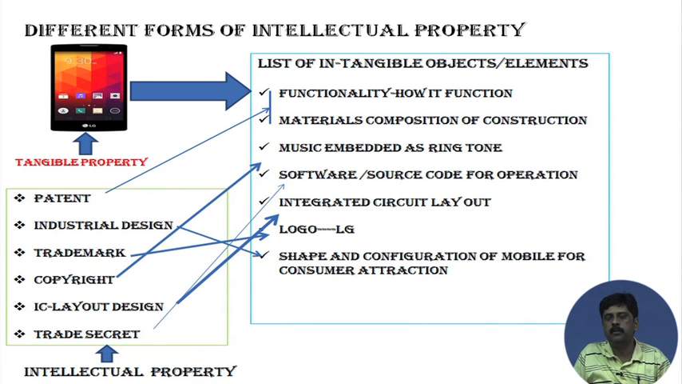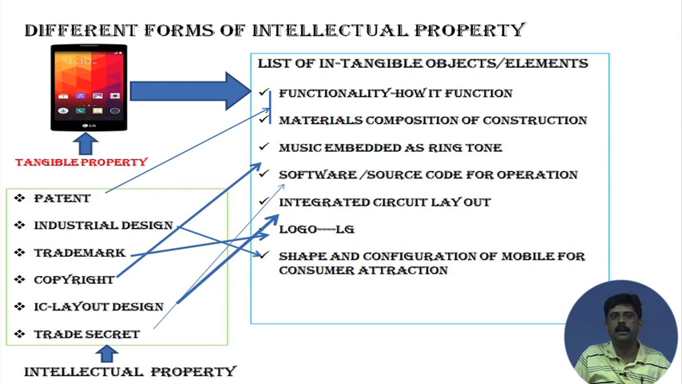Music embedded in the ringtone, or the ringtone music, is coming up in the form of a copyright. The layout of the integrated circuit is coming in the form of an integrated circuit layout. And overall, some elements of the trade secret, some elements of the source code and others may come up in the form of trade secrets. So we are getting 6 forms of IP within these forms.